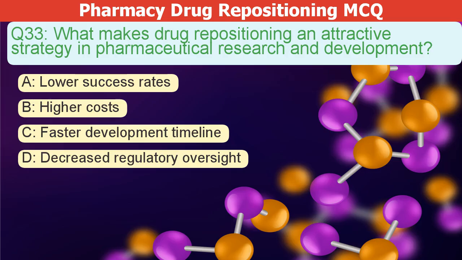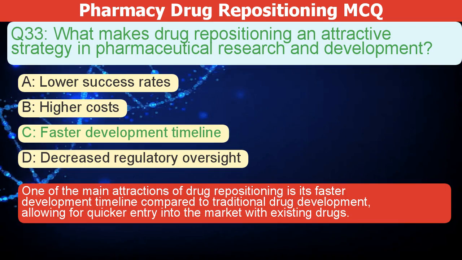What makes drug repositioning attractive in pharmaceutical R&D? A. Lower success rates. B. Higher costs. C. Faster development timeline. D. Decreased regulatory oversight. The correct answer is C. One of the main attractions of drug repositioning is its faster development timeline compared to traditional drug development, allowing for quicker entry into the market with existing drugs.